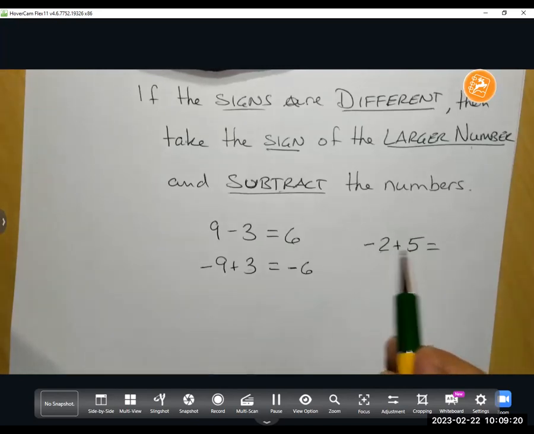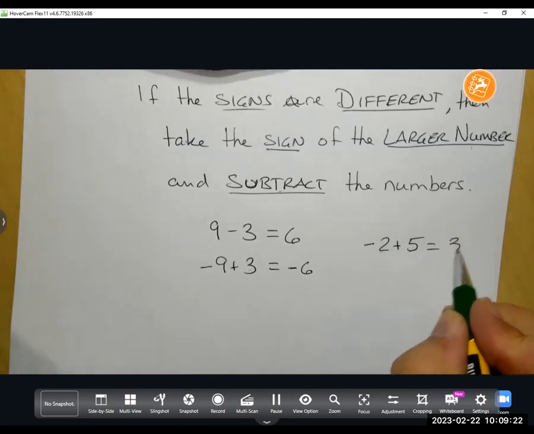Positive, because 5 is bigger than 2. 5 minus 2 is 3.